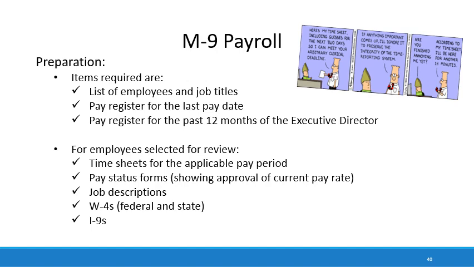For the employees that we select to review, we need to see their timesheets for the applicable pay period, their pay status forms, which show approval of their current pay rate, their job descriptions, federal and state W-4s, and I-9s.